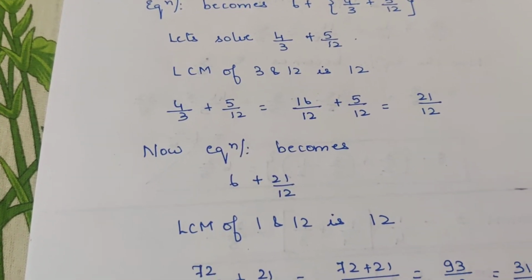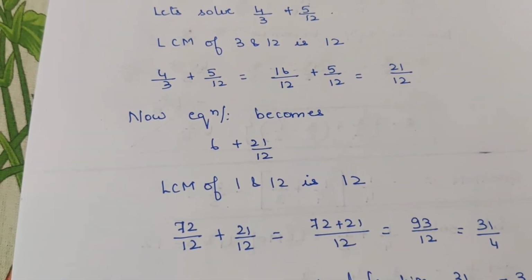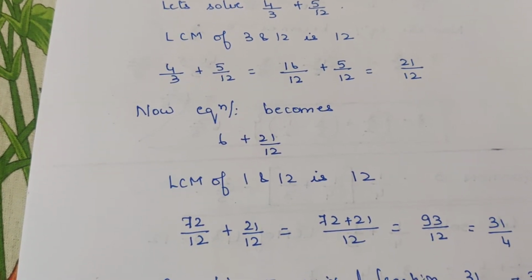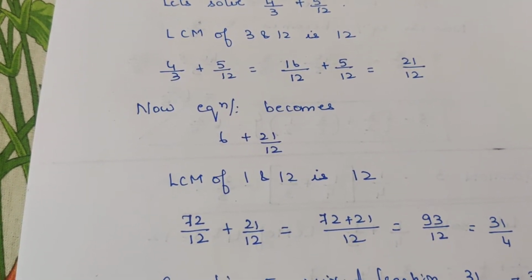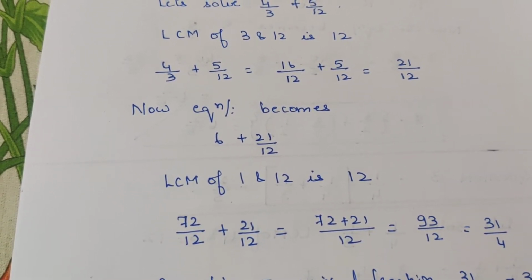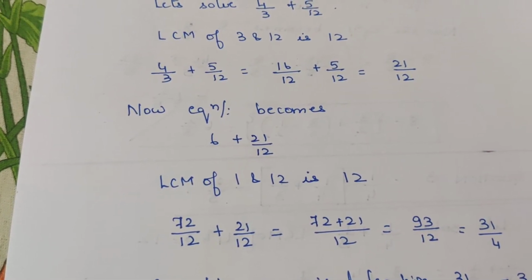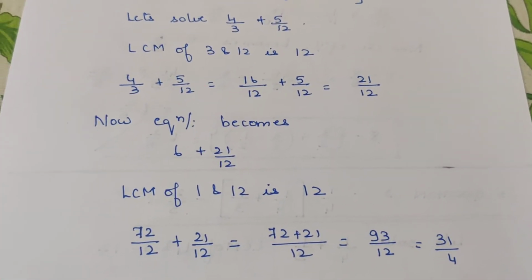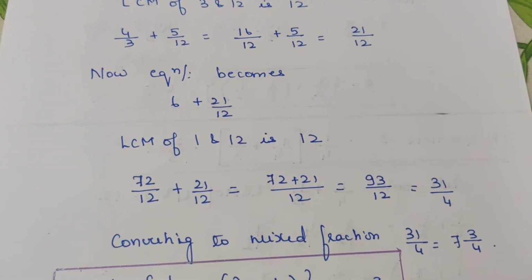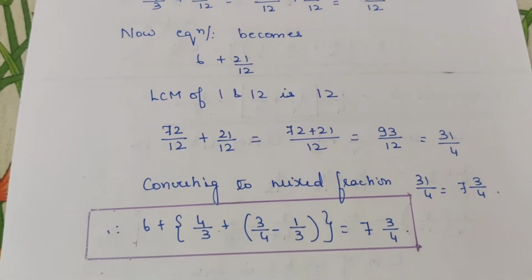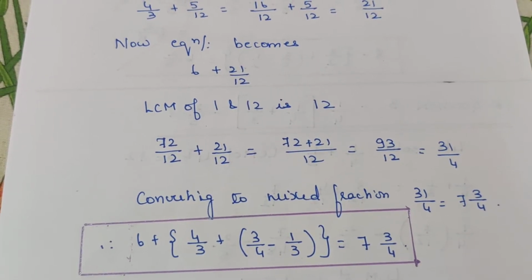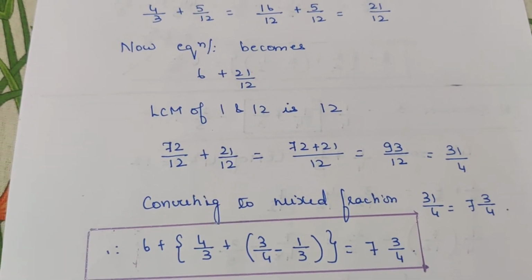So LCM of 1 and 12 is 12. Therefore 6 plus 21 by 12 becomes 72 by 12 plus 21 by 12, which in turn becomes 72 plus 21 by 12, that is 93 by 12. Because both numerator and denominator are divisible by 3, the lowest term becomes 31 by 4. Again, you can convert to a mixed fraction. 31 by 4 is nothing but 7 3 by 4. Therefore 6 plus 4 by 3 plus 3 by 4 minus 1 by 3 is equal to 7 3 by 4.